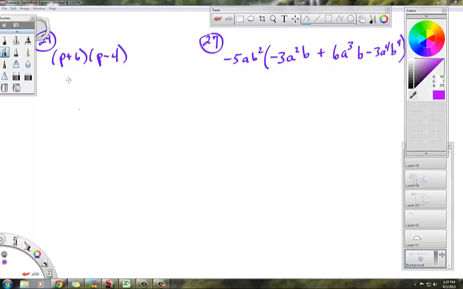This is basic Algebra 1 foiling right here, where you take this times that and this times that, just like the distributive law twice is all this is. P times P, P squared. P times negative 4, that's minus 4P.